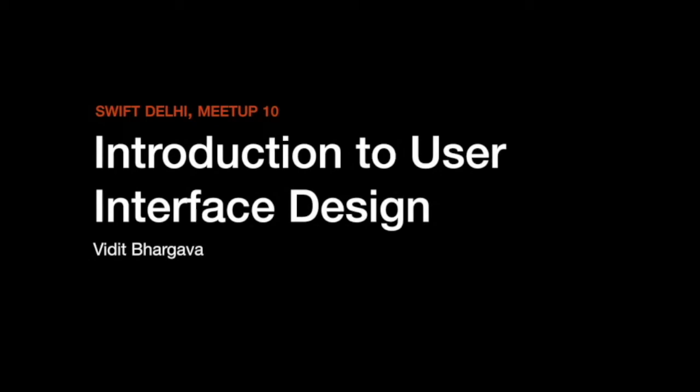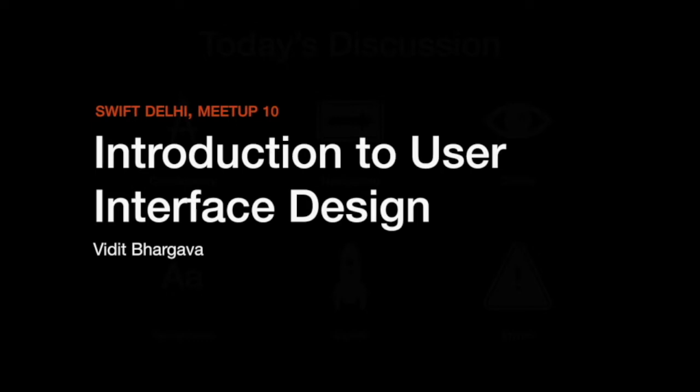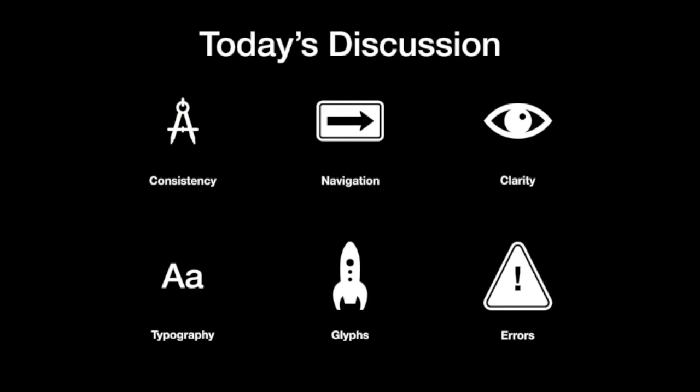I'll be giving an introduction on user interface design, so this will not include any code or Xcode or Swift at all. Basically, if you've seen the WWDC design sessions, you should be familiar with some of this. But if you haven't, then this is going to be something new. So we'll be talking about these six principles today: consistency, navigation, clarity, typography, glyphs, and errors. So let's start with consistency.